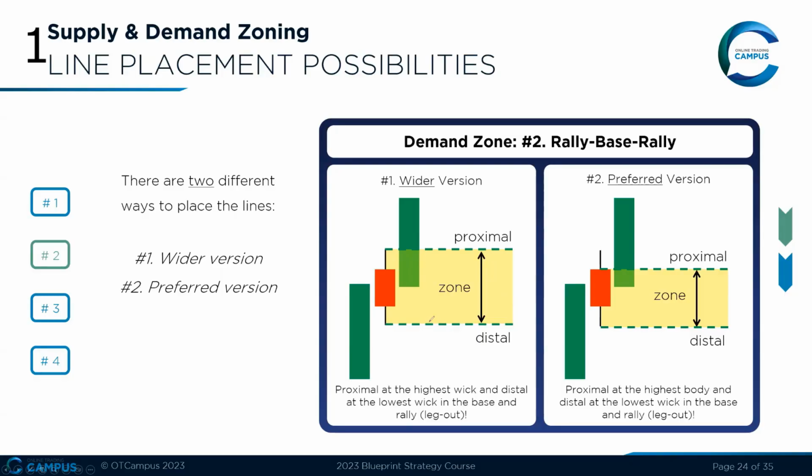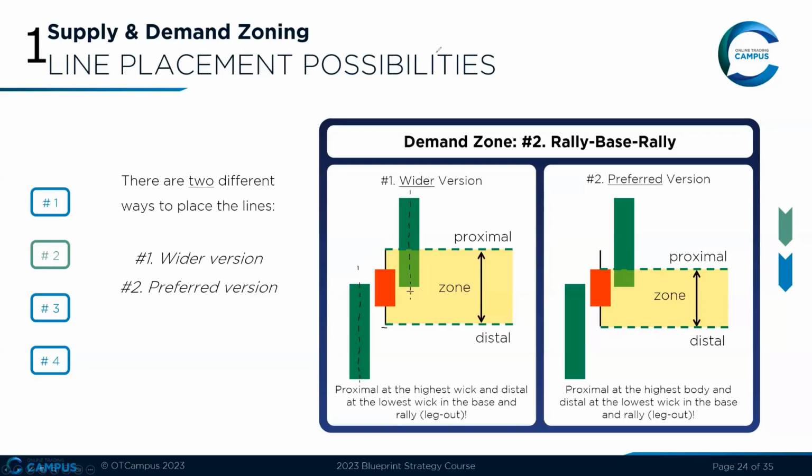As we look at the wider version, we find a rally as a leg out, and a rally as a leg in, and we isolate our base. The proximal goes at the highest wick. That's exactly the same as for the drop-base-rally. And the distal, that's the difference, okay? The distal goes to the lowest wick in the base, including the leg out, okay? Including the leg out.